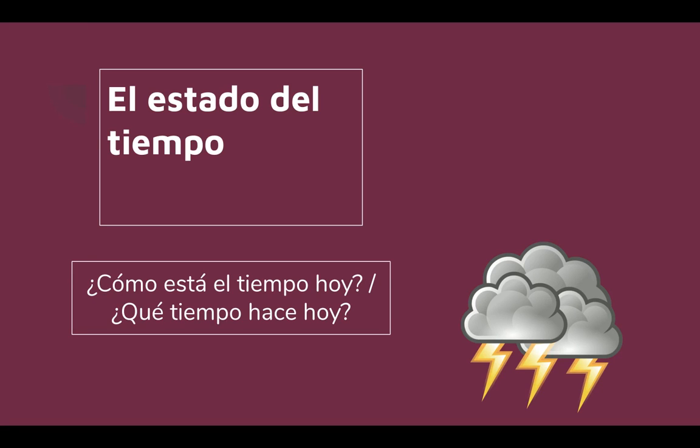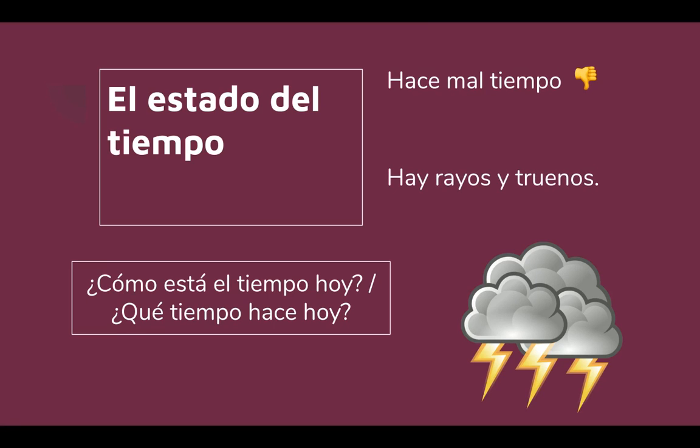What if there's thunder and lightning? You'll notice that in English we say thunder and lightning. In Spanish they actually say lightning and thunder. ¿Cómo está el tiempo hoy? ¿Qué tiempo hace hoy? Hace mal tiempo. It's bad weather. Hay rayos y truenos. You can think of the rays like as the lightning bolts. Another way of saying it, hay relámpagos y truenos. Both of those phrases refer to lightning and thunder.